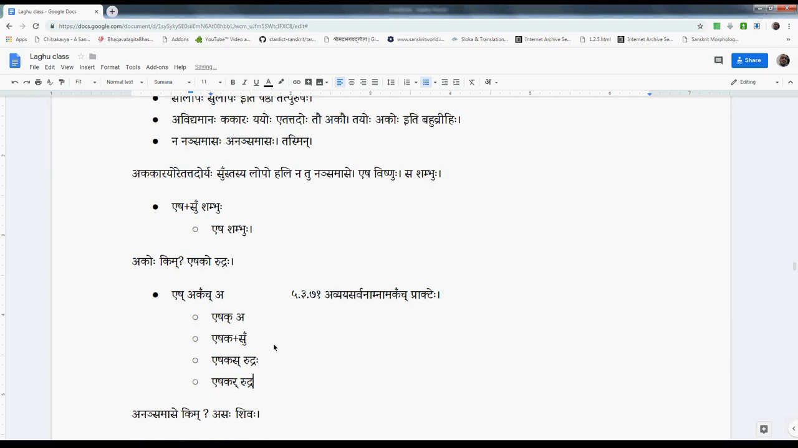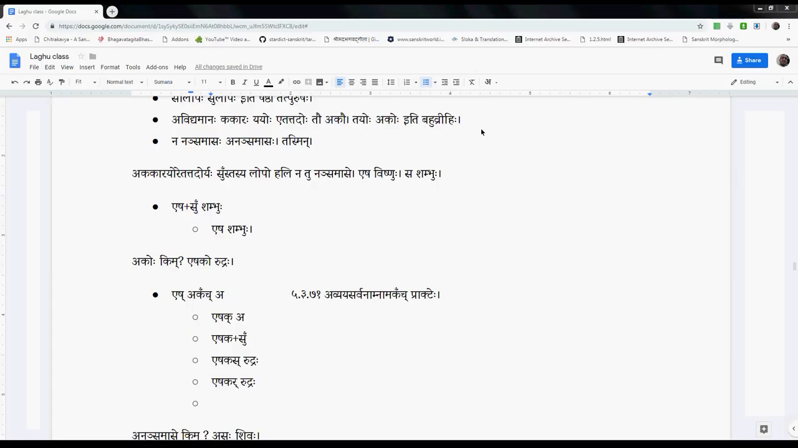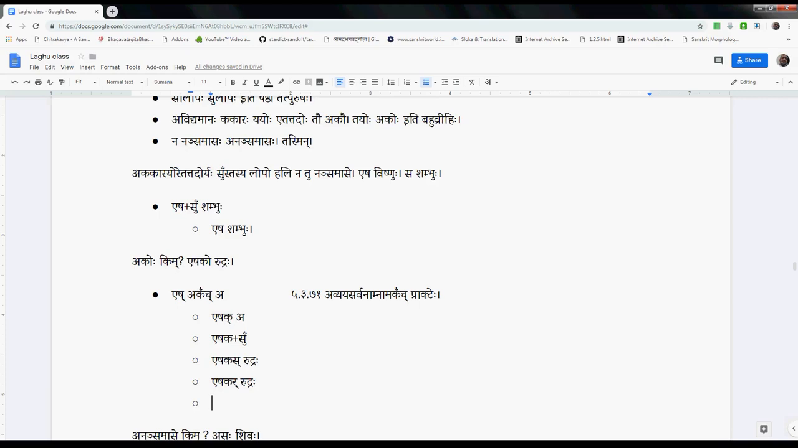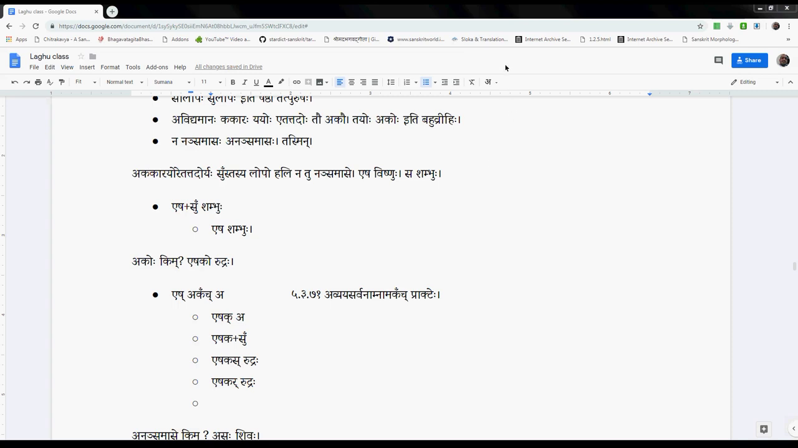Eshakar Rudraha. Then what will happen now? Any guesses? You just did a sutra. What will happen now? Should Rori apply here? Anyone? Should Rori apply or not in this case? Rori lopaha, will Rori lopa apply here? Yes, okay. If you apply Rori lopa, then what will you get? Eshaka rudraha. Then Ralope Purvasya Dirgonaha.